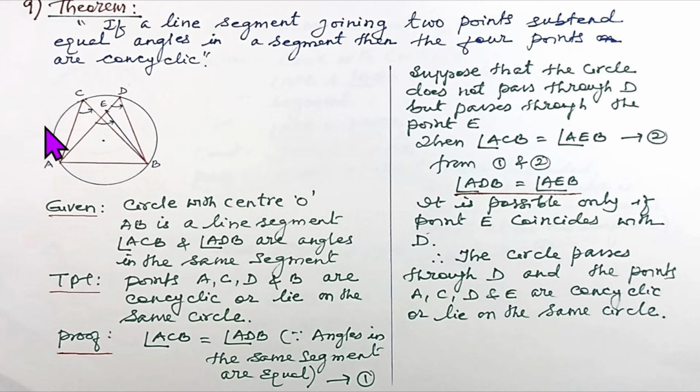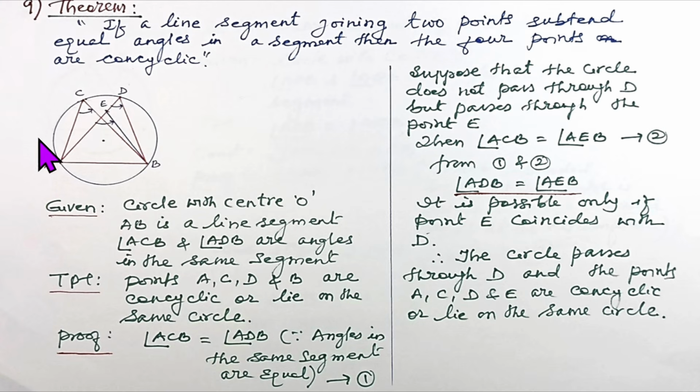Now suppose that the circle does not pass through the point D, but let us say it passes through the point E. Let us assume that it is passing through point E. It means that in ACEB, angle ACB and angle AEB are equal. That is equation 2. But what do we see here in 1 and 2? ACB is equal to ADB, and ACB is also equal to AEB. That means angle ADB is equal to angle AEB. That is possible only when E coincides with D.